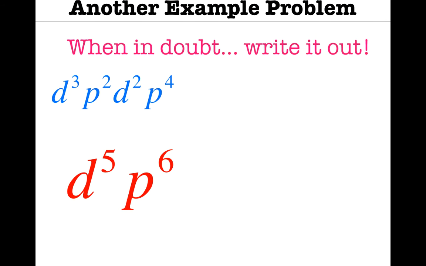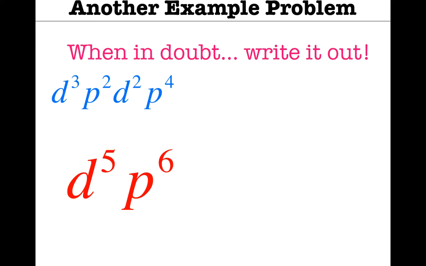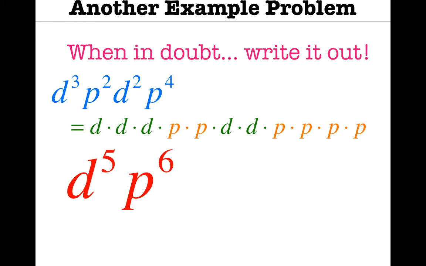I think you can, but just in case, when in doubt, write it out. Wouldn't this be d times d times d times p times p times d times d times p times p times p times p? Yes, and now hopefully you see why we can just shorten it to d to the fifth times p to the sixth. It's the law of exponents. What do you do with the exponents?